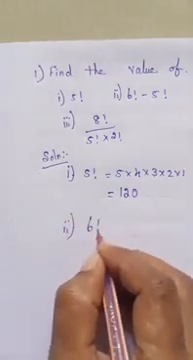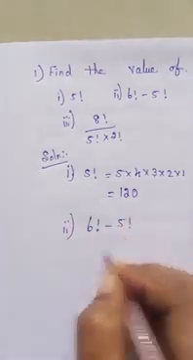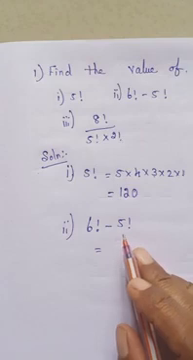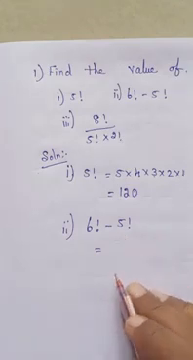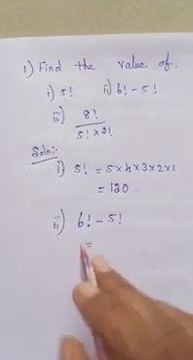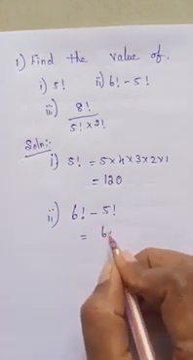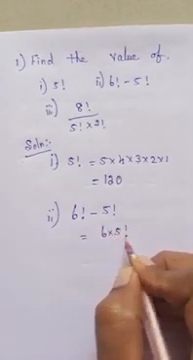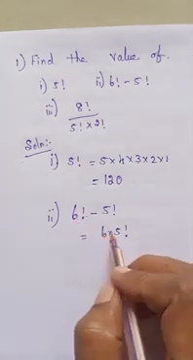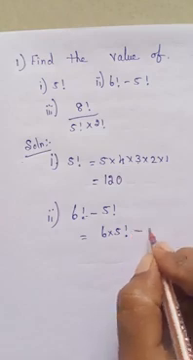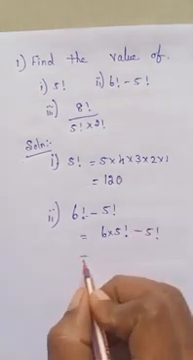Second subdivision, 6 factorial minus 5 factorial. You can do it in two methods. One is to find 6 factorial separately, 5 factorial separately, subtract, and write the answer. Or, 6 factorial can be written as 6 into 5 factorial. Am I right? The previous number of 6 is 5. So 6 into 5 factorial minus 5 factorial.